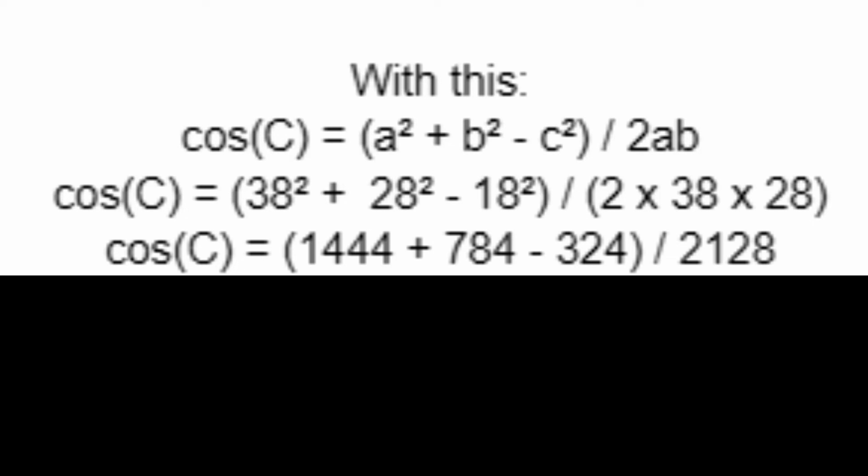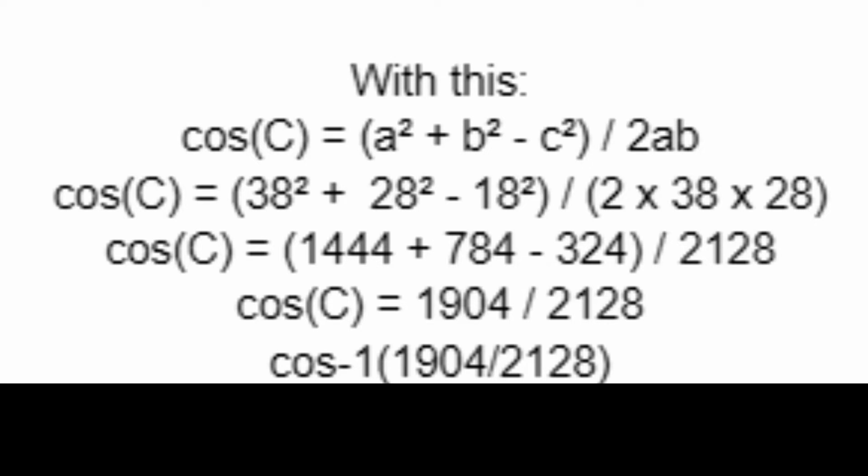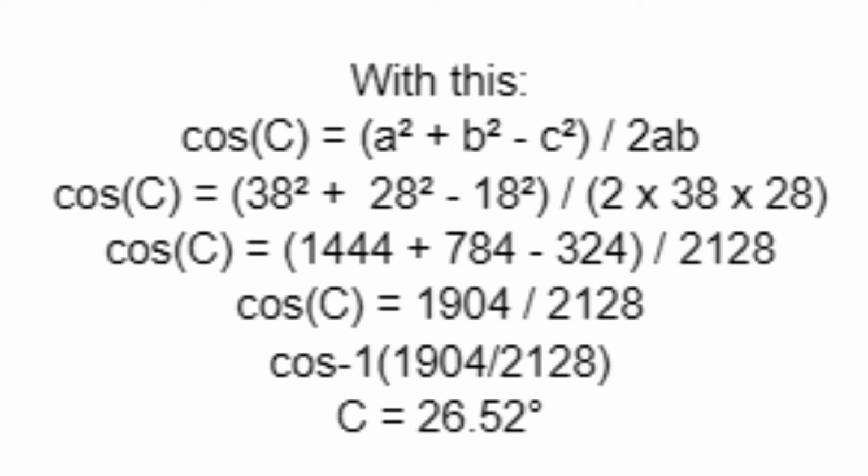Which means that cosine C equals (1444 plus 784 minus 324) divided by 2128, which is essentially cosine C equals 1904 divided by 2128. We then do cosine to the power negative 1 of 1904 divided by 2128, which means that C equals 26.52 degrees.